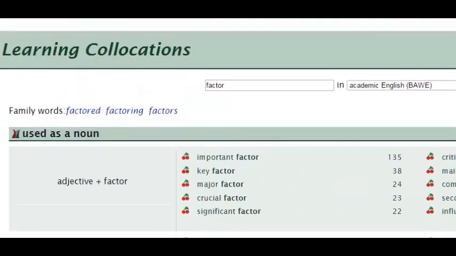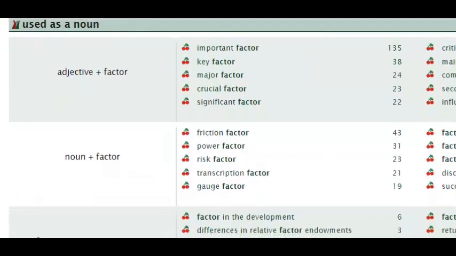Let's look at the first lot of patterns, adjective plus factor. Now these are the most common or most frequent collocations. So the first one is important factor. The number that you see here is actually the frequency.